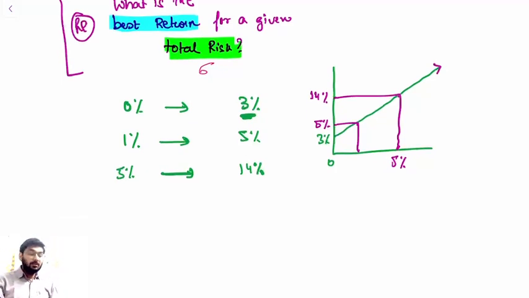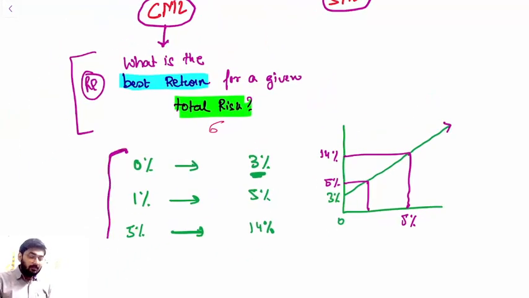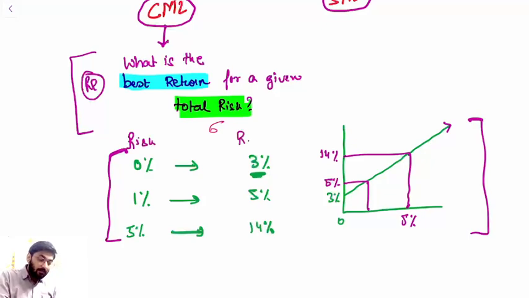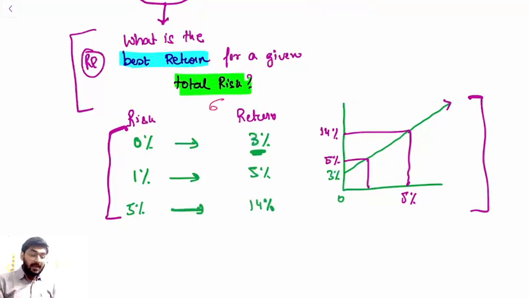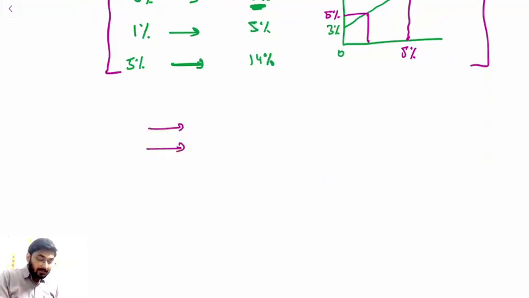Clear? So once you have written this question, make sure that in your notes you write down these graphs. These are your risk, these are your returns. Okay, now write down: the CML, the capital market line, shows the best possible risk return combination available to investors when three conditions are satisfied.